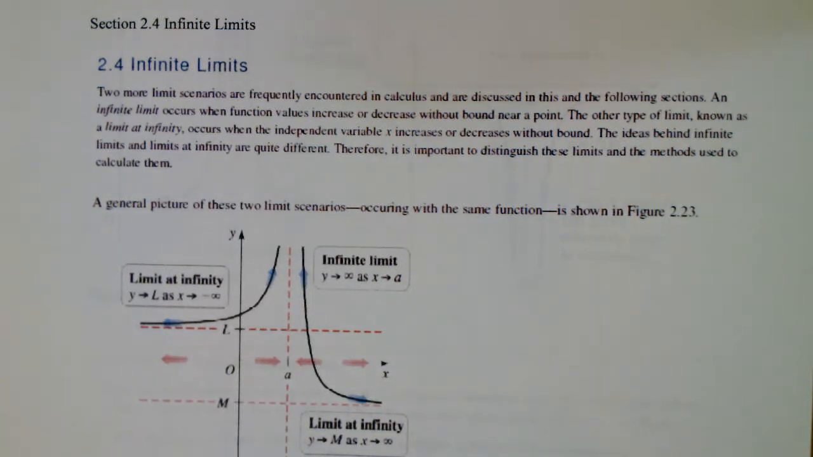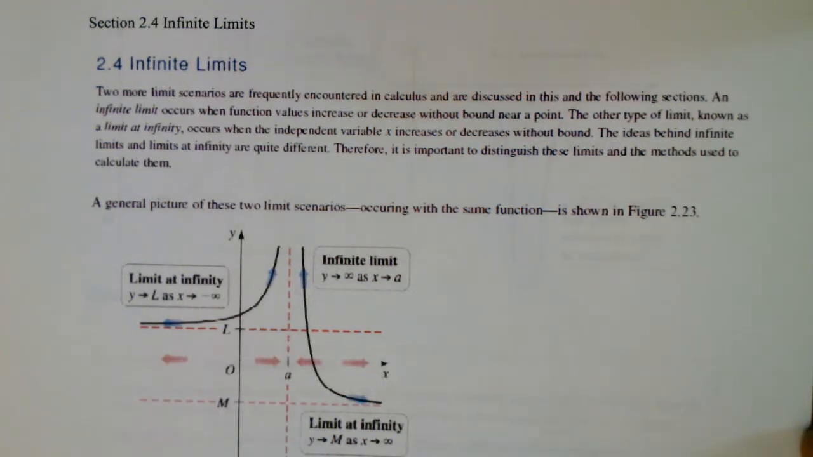All right, so here we got two limit scenarios frequently encountered in calculus and discussed in this and the following sections. An infinite limit occurs when function values increase or decrease without bound near a point. The other type of limit, known as a limit at infinity, occurs when the independent variable x increases or decreases without bound. The ideas behind infinite limits and limits at infinity are quite different. Therefore, it is important to distinguish these limits and the methods used to calculate them.